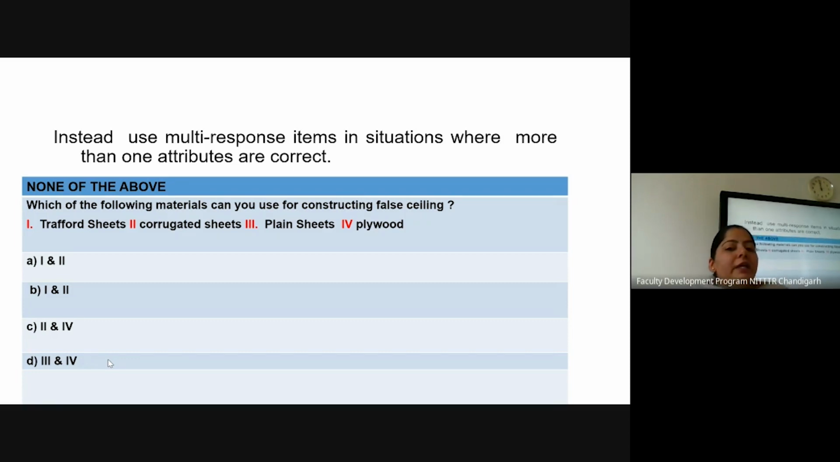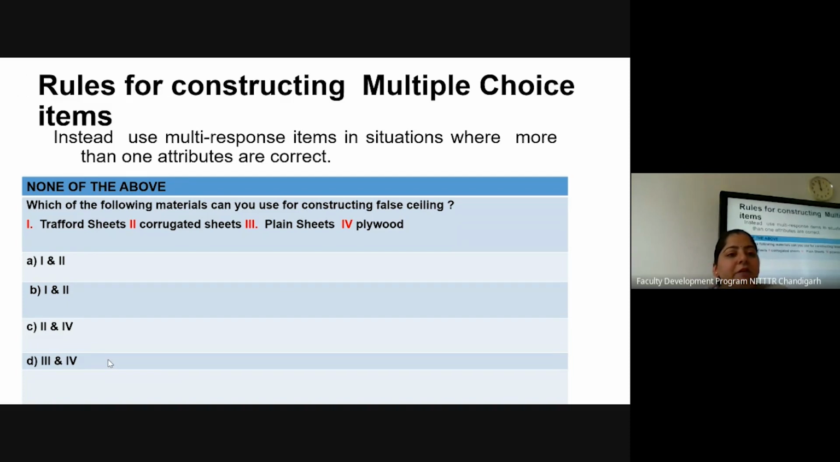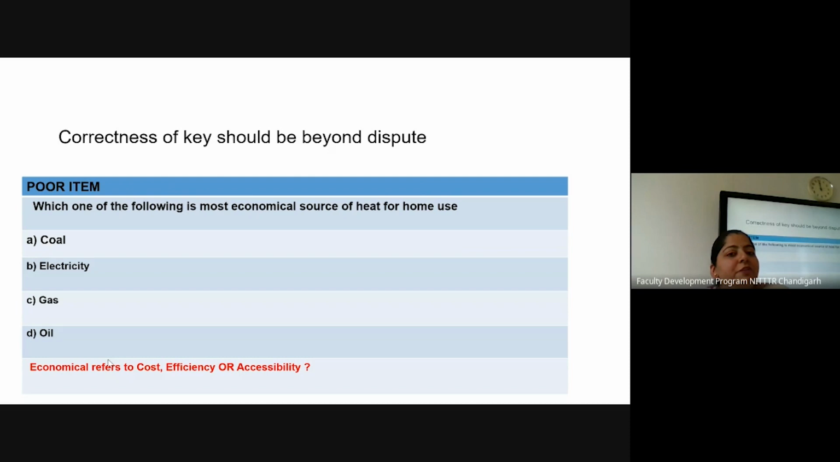In these questions it is possible for us to evaluate higher order ability of the student. So these can be designed up to the application level. Poor item: the correctness of the key should be beyond dispute. Your question statement must be beyond dispute.